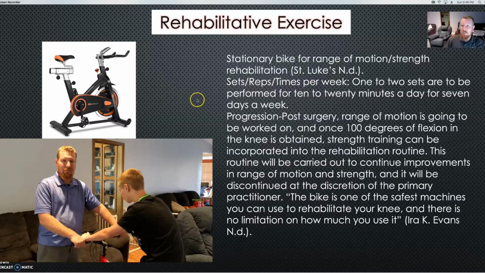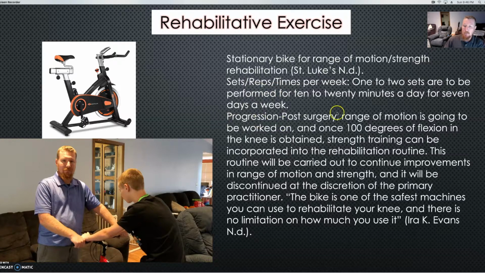Our rehabilitative exercises for an ACL injury. Stationary bike is a really good way to help strengthen that ACL. Stationary bike for range of motion, strength, rehabilitation, according to St. Luke's. Our set, reps, times per week: 1 to 2 sets are to be performed for 10 to 20 minutes a day. 7 days a week is good.